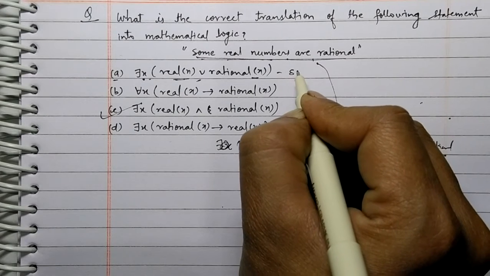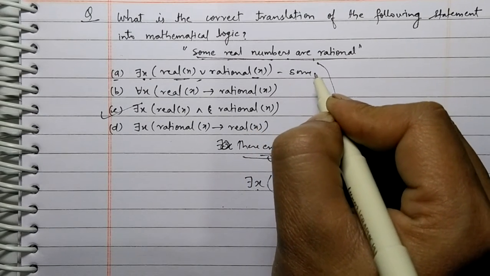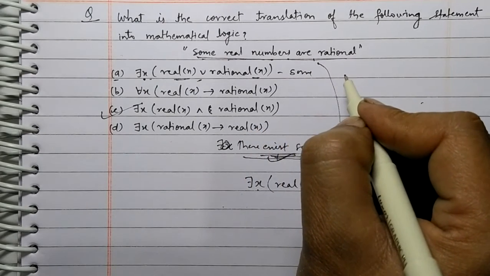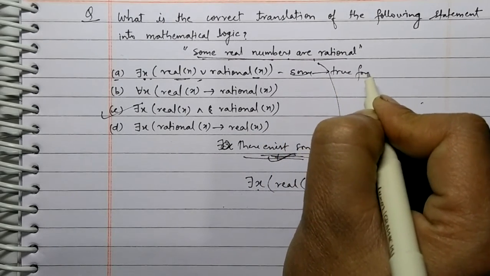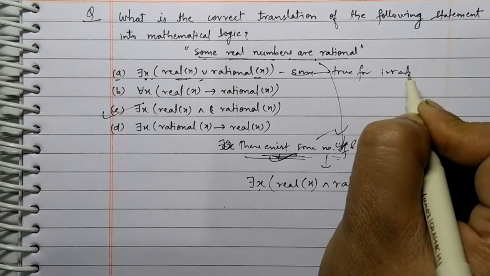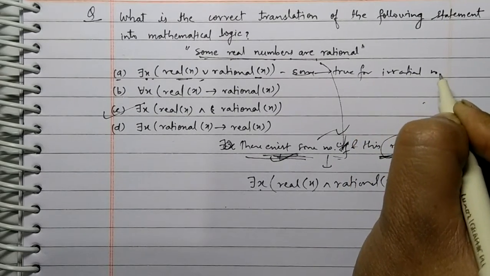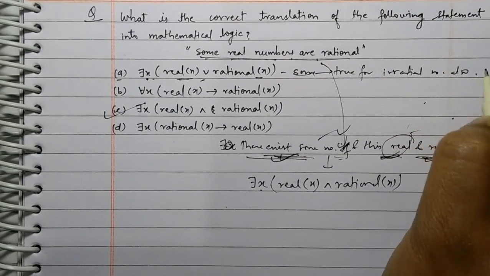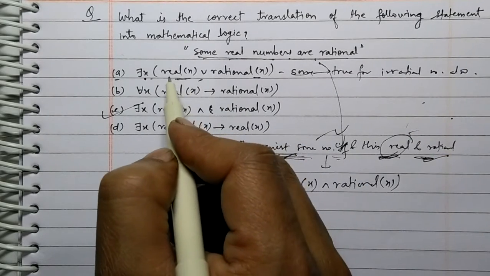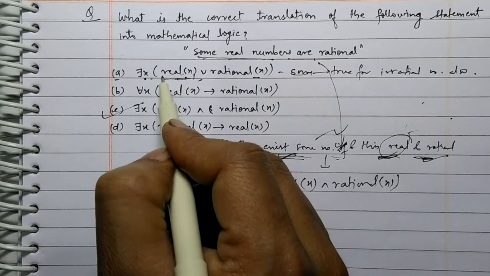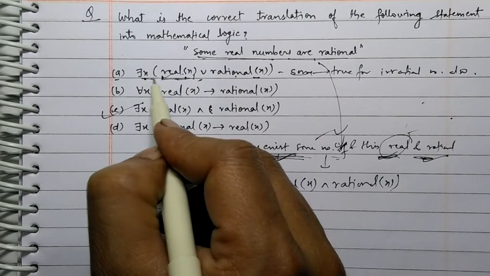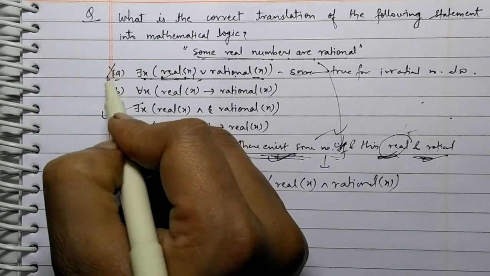Some numbers means it can be true for irrational number also. Suppose that number is irrational, it will be true in this case, real x, irrational number will also be true, and this will be false, the whole statement will be true, so it is false.